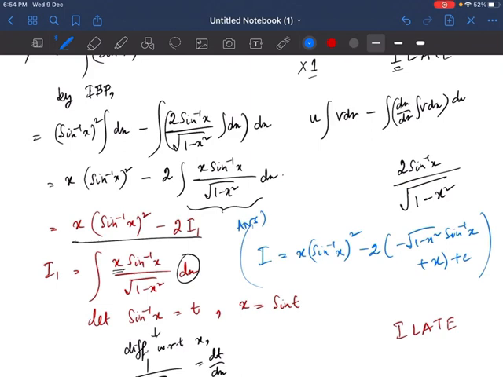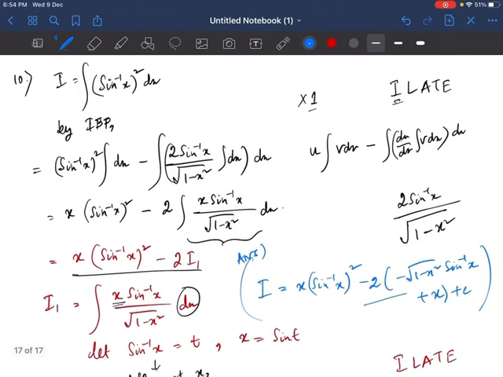Now you can open the bracket in here. Minus minus becomes plus. So it will be 2 root over 1 minus x square sine inverse x, then the other one will be minus 2x plus c. Okay, so that's how we solve question number 10.